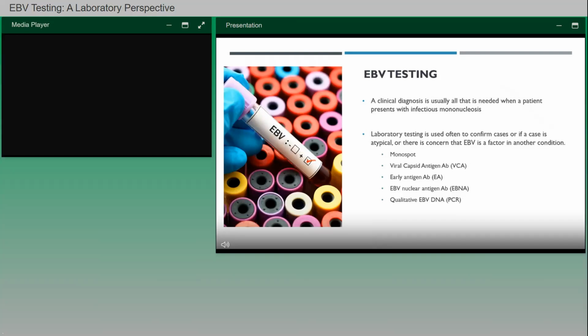But the tests that we have in our toolbox are the Monospot, and then we have various antibody markers: an antibody for viral capsid antigen, an antibody for the early antigen, an antibody for the nuclear antigen, and then there's even a PCR test available now as well.